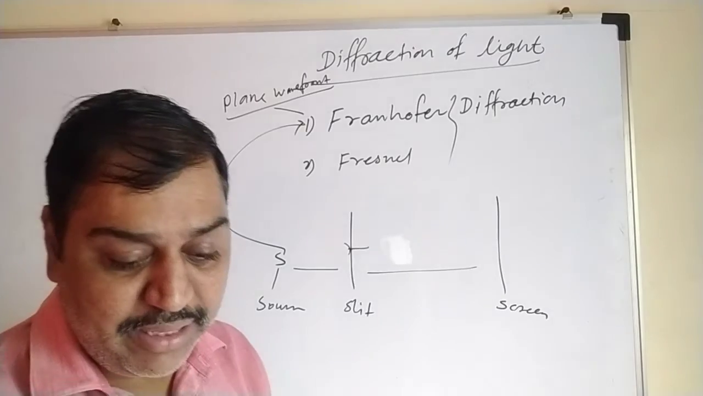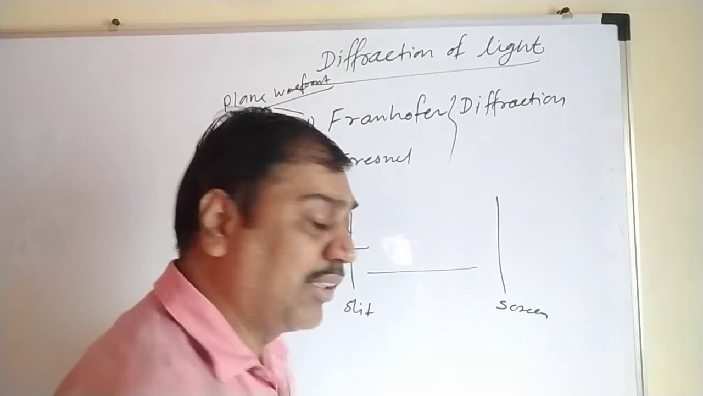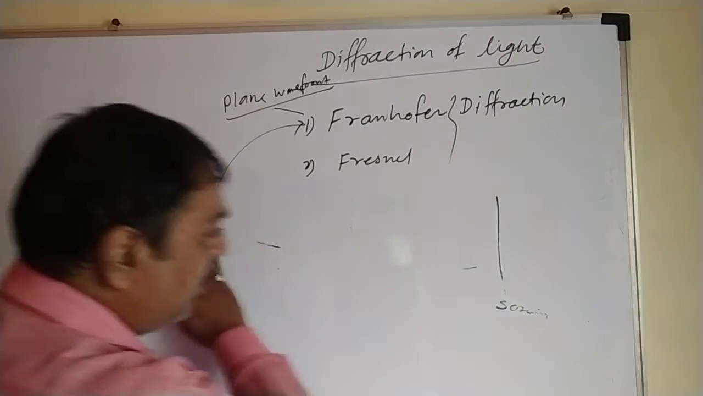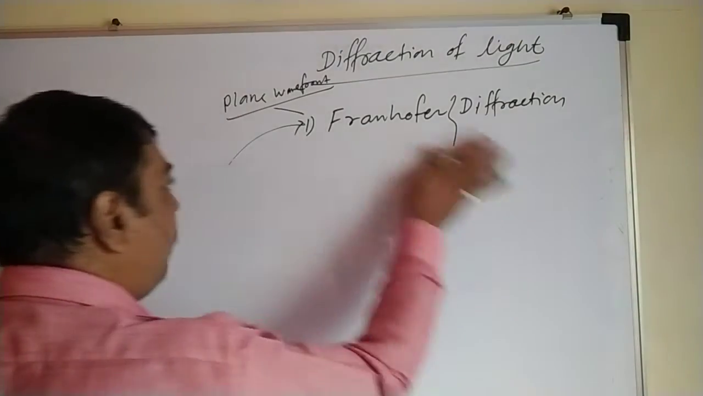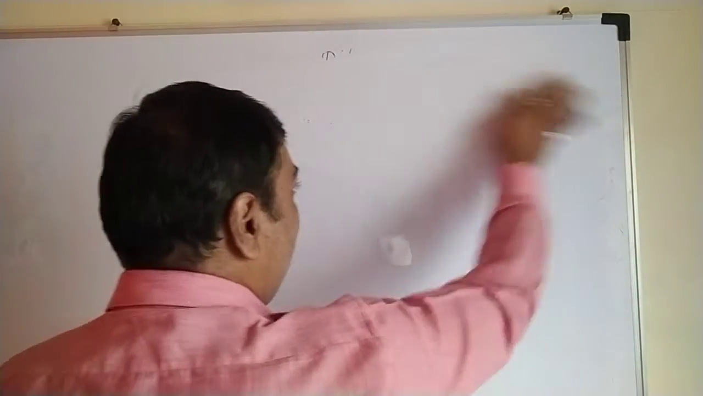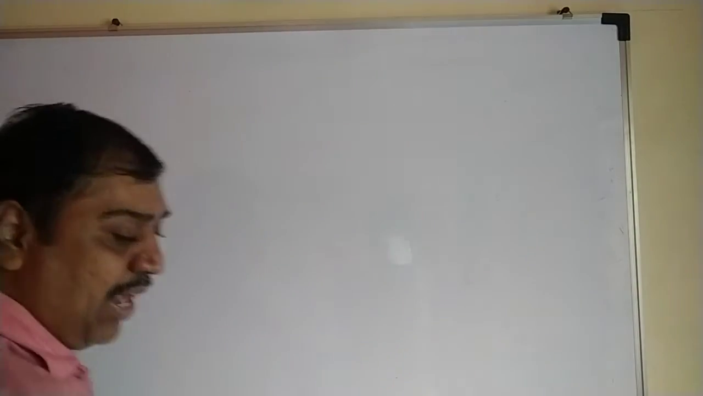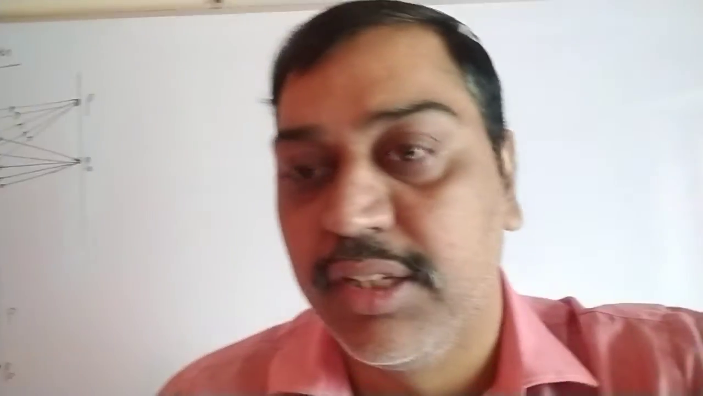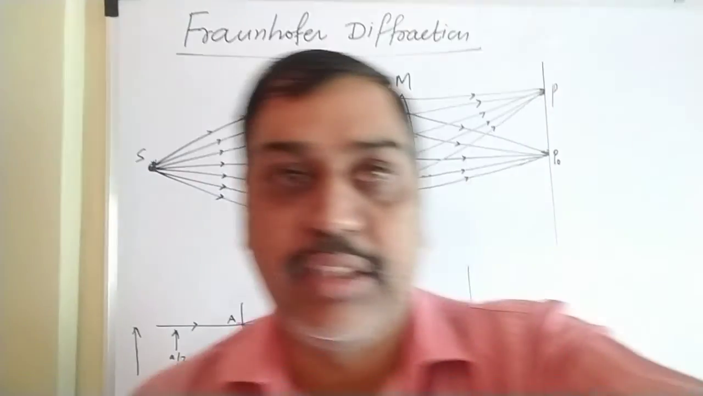Now let's go to the experimental setup of Fraunhofer diffraction, and let's see how the Fraunhofer diffraction pattern gets observed on the screen. That we have to learn. So we are going to learn only Fraunhofer diffraction. Fresnel diffraction pattern is not in your syllabus. So let's start with the Fraunhofer diffraction pattern only.